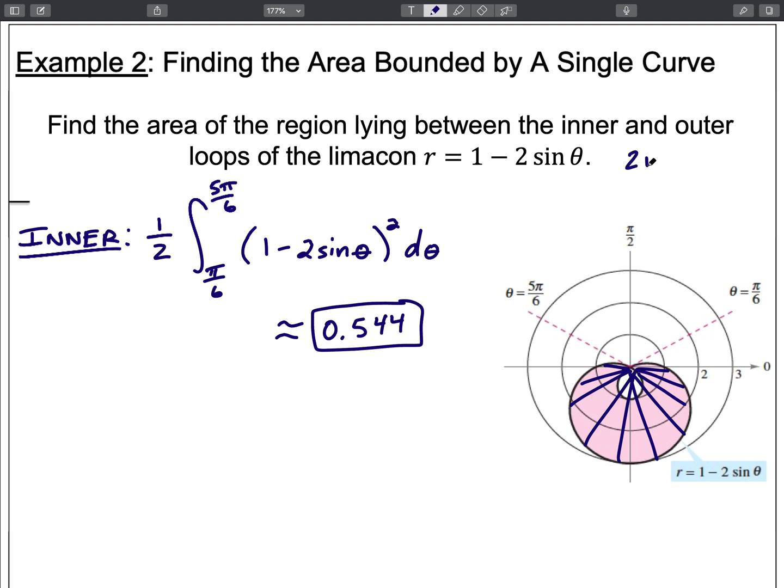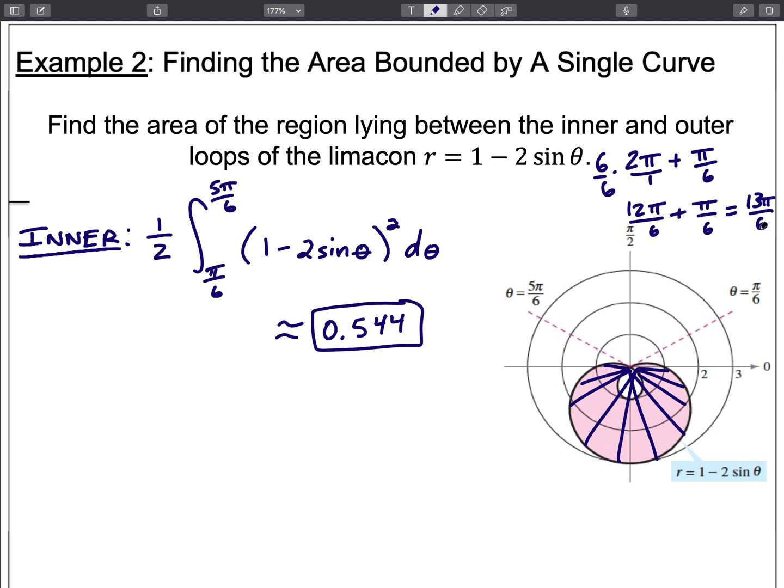So what is 2 pi plus pi over 6? Well, if you want, you could find common denominators. So this would be 12 pi over 6 plus another pi over 6, which is 13 pi over 6.